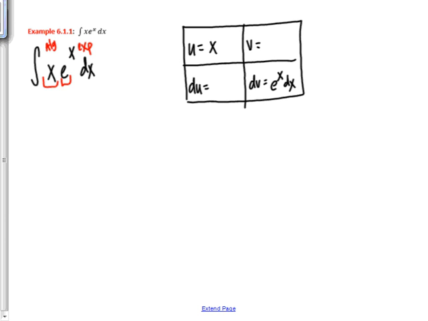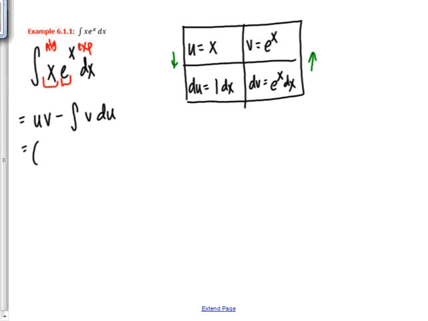Now you fill in your box. If you've got u, du is just the derivative of that, which is 1 dx. So you take derivatives down, but if you've got dv, you want to integrate, and the integral of e to the x is just e to the x. Don't worry about a plus c. And then your answer is just plug and chug: uv minus the integral of v du.